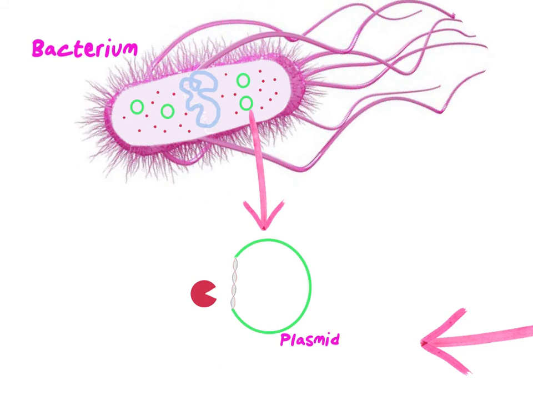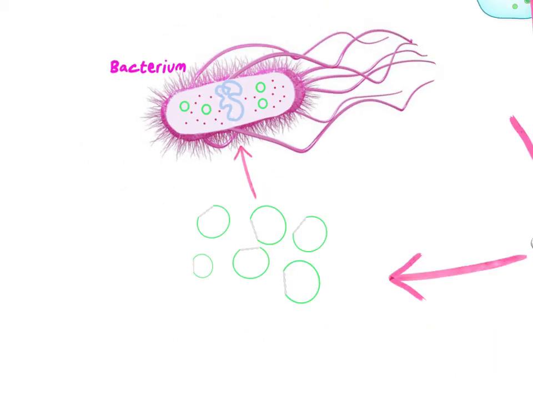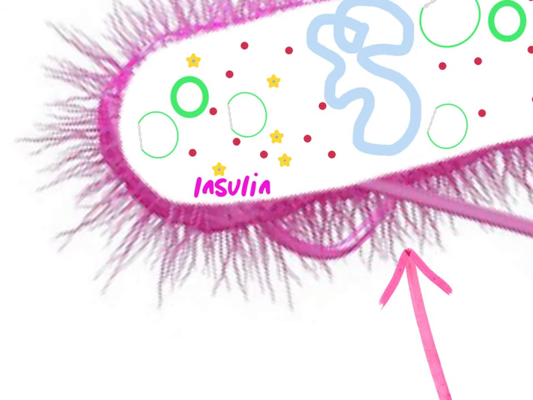Okay, so now we can see the gene has been inserted into the plasmid. We're then going to place that plasmid back into the bacterium. So this bacterium now contains the plasmids containing the human insulin gene. So the bacterium will create insulin, produce insulin just by its own ribosomes.